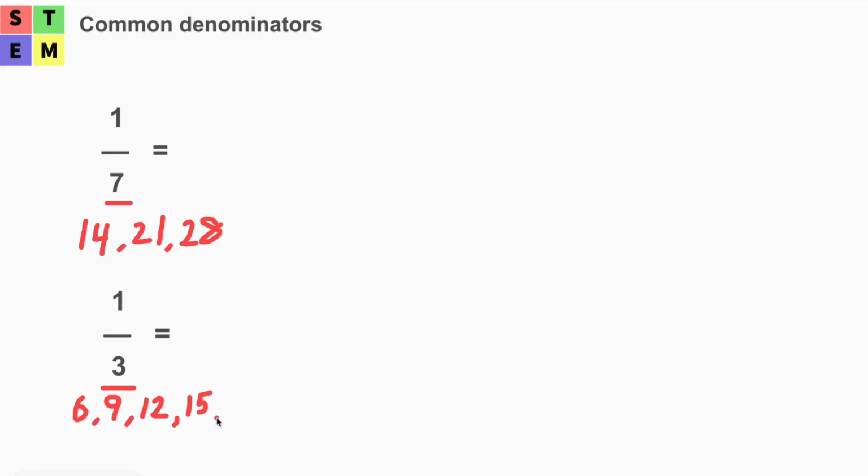Let's see if we can get there. 3 times 5 is 15, 3 times 6 is 18, and 3 times 7 is 21.